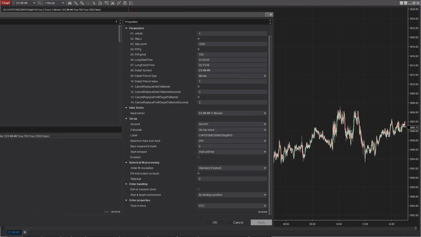Now I want to show you the inputs on this, and so it's important to understand the inputs. Now we have a data 2 symbol here, so if you want to trade this on the micros, you want the data 2 symbol to be the Emini S&P, not the micro. We're trading ES pound pound dash pound pound. That's a Kinetick specific symbol. If you don't have Kinetick, simply use ES. We're currently in December 2019. Emini S&P December of 19, but we're measuring it against the Emini S&P.